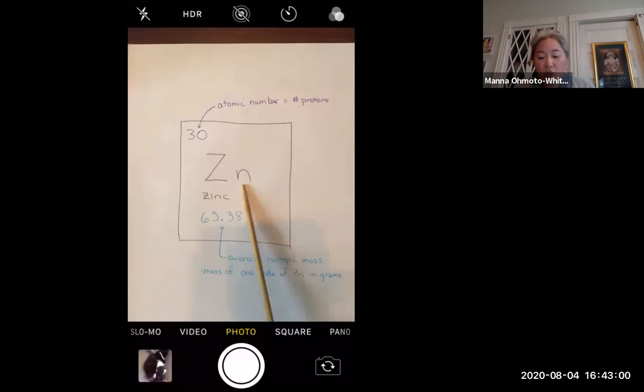So just to recap, there are 3 different subatomic particles: protons, electrons, and neutrons. Protons and neutrons together give you the mass. Protons and electrons give you the charge. And protons are what we call the fundamental particle. They define the actual element.